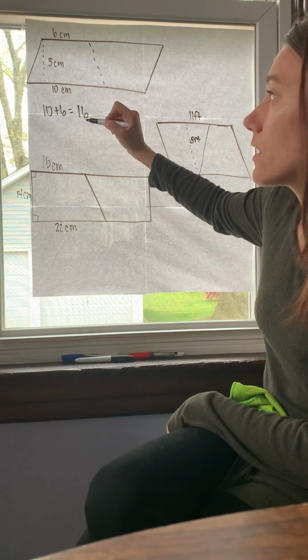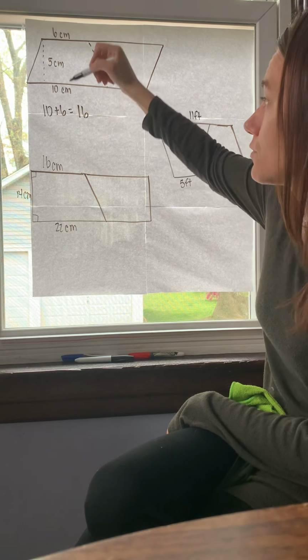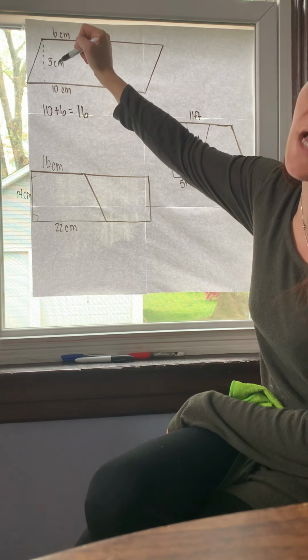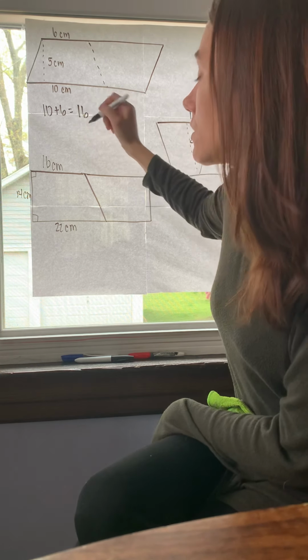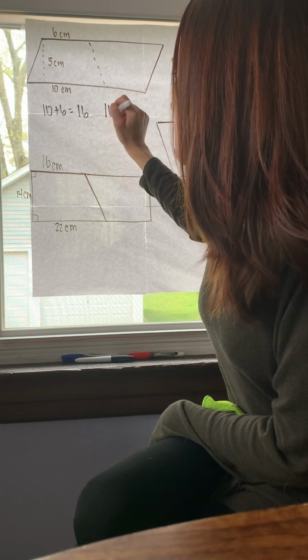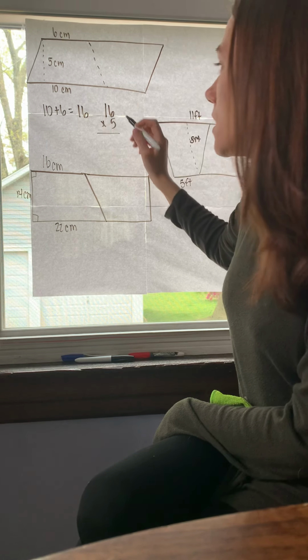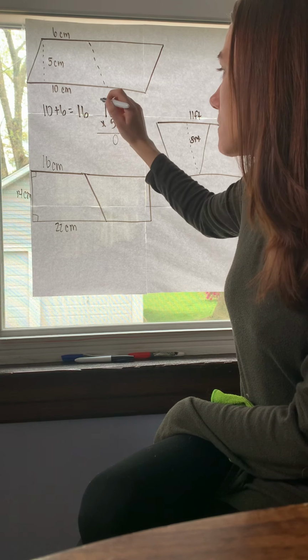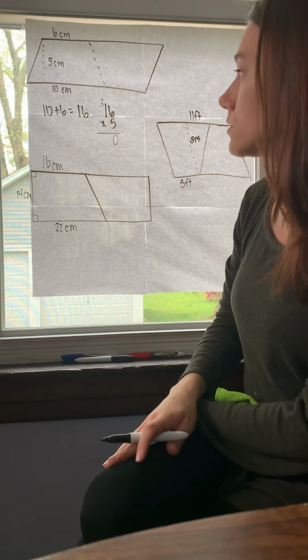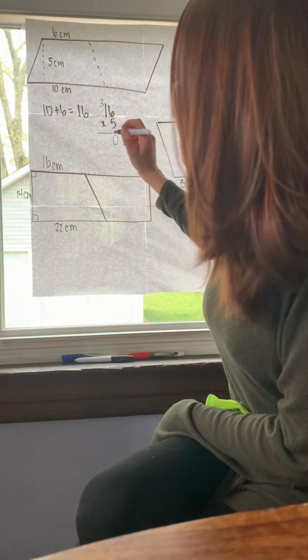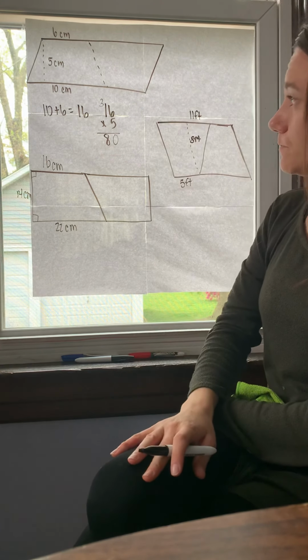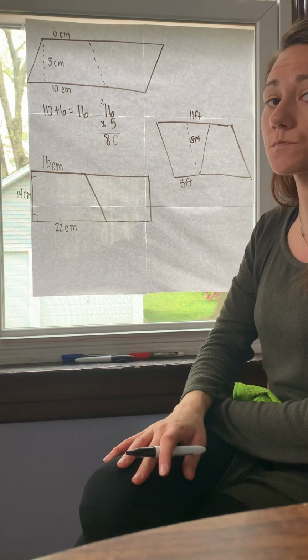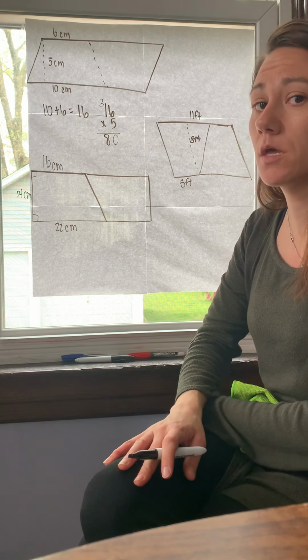So you now found both the bases. 10 plus 6 is 16, and you're going to multiply it by the height. So now you're going to do 16 times 5. 6 times 5 is 30, and 5 times 1 is 5, plus 3 is 8. Now you have 80, but you're not done.